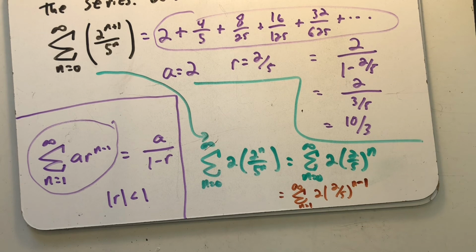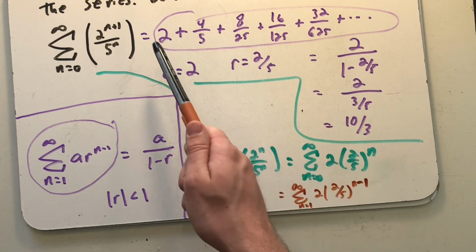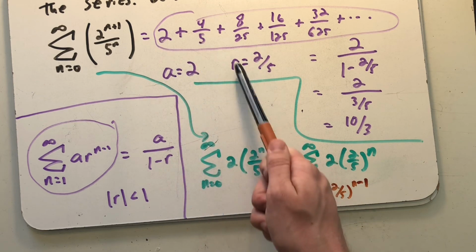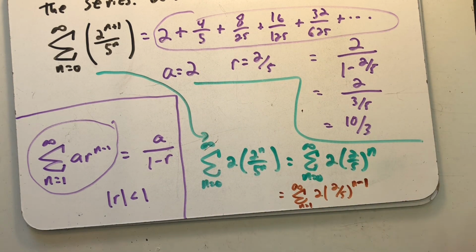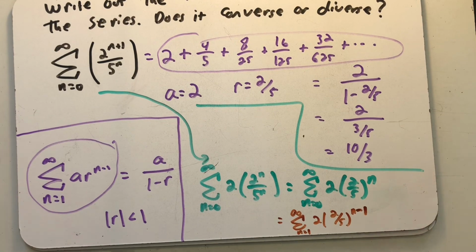There's no need to go through all this work if you don't want to. We can find a and r just by seeing the first term and the value we're multiplying by to get the next subsequent term of the series. And that's it.